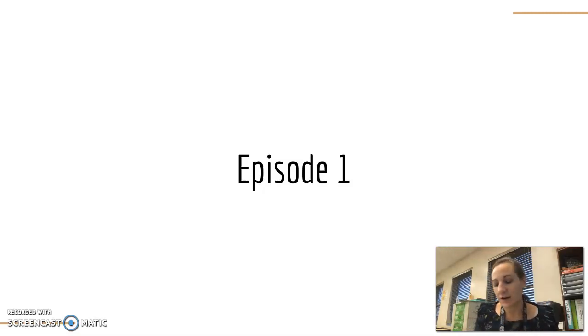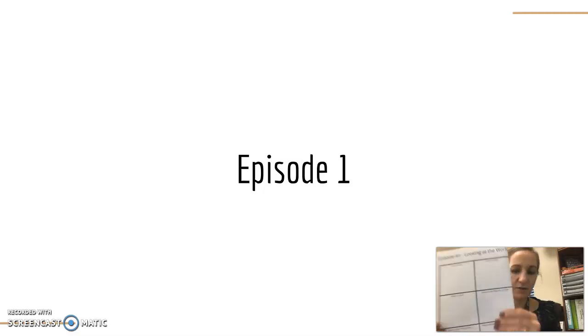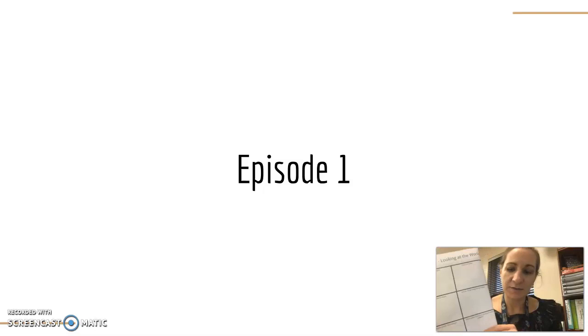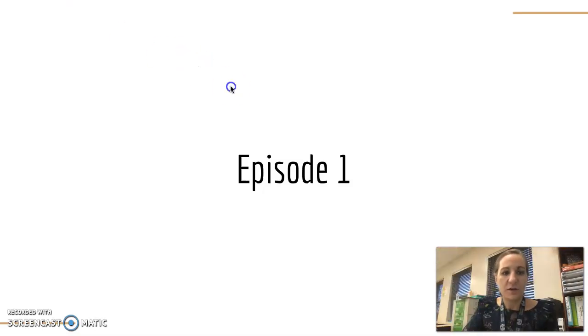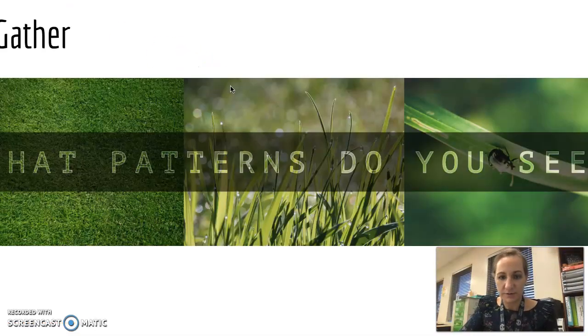So this is our second unit in science, and you should have a packet that says Student Science Journal 6.2.1, Matter and Energy. So kind of looking like this. And if you will open up your packet to the very first page, that looks like this. That's where we'll begin, talking about what patterns we see.